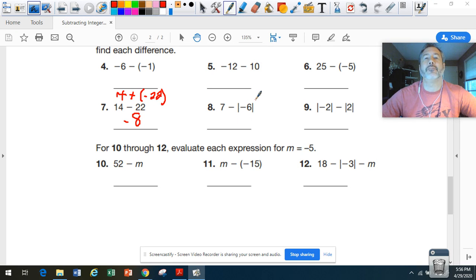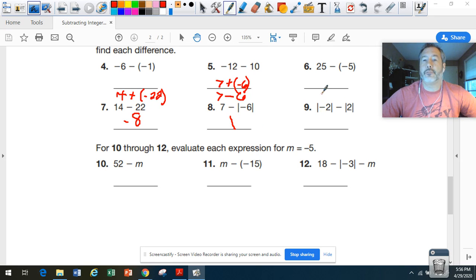Absolute value. Absolute value we must do first. So this is actually saying 7 minus 6, because the absolute value of -6 is +6. You cannot forget this minus here, which is a negative. So this becomes 7 plus -6, or we could have kept it the same, 7 minus 6. You should know what that is. The answer is 1.